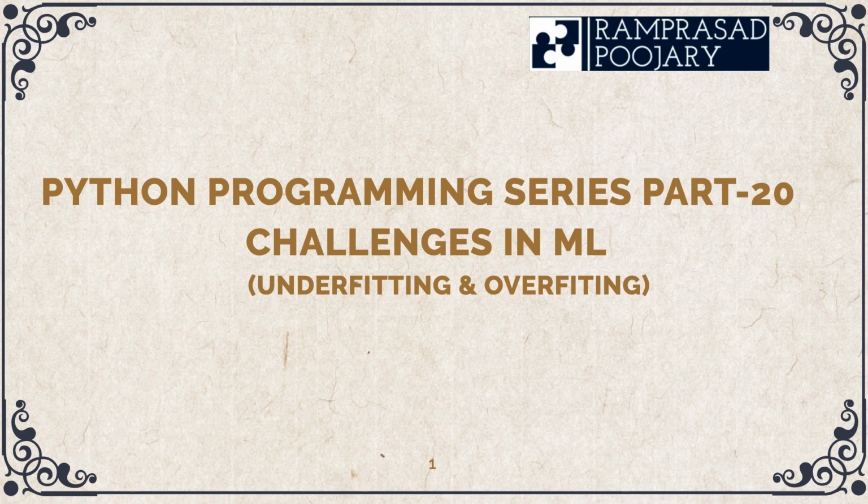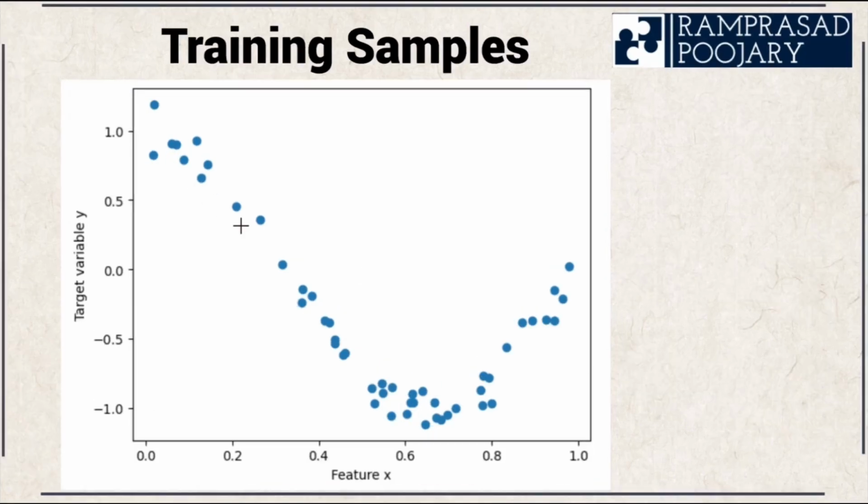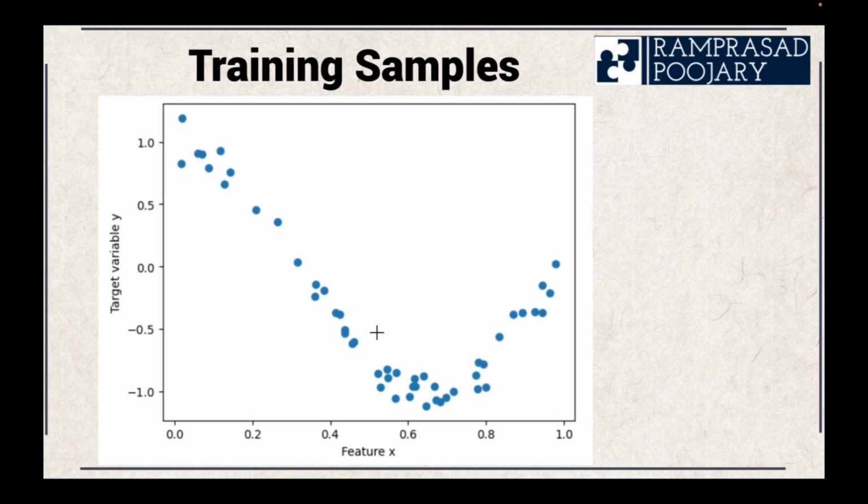This is Ramprasad Pujari. In this session, our goal is to understand the challenges in machine learning. More emphasis will be given to the two concepts, underfitting and overfitting, and how you can address them. Firstly, we require a data set, so we can create a data set which resembles this example. This is an ideal data distribution for demonstrating underfitting and overfitting.